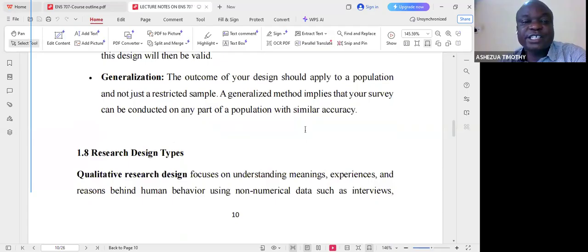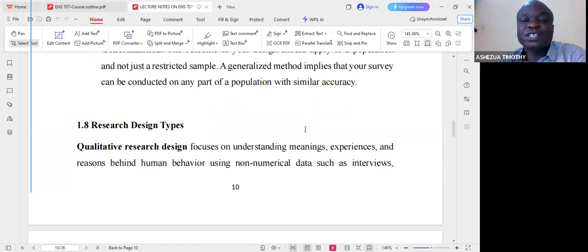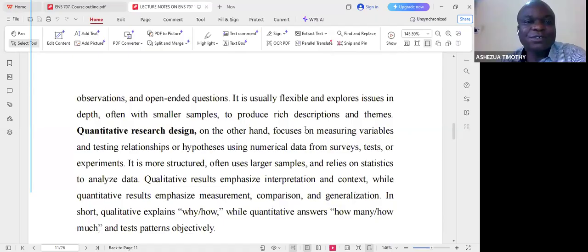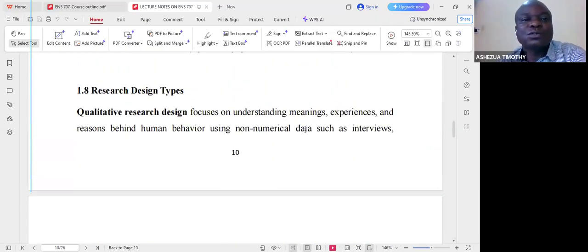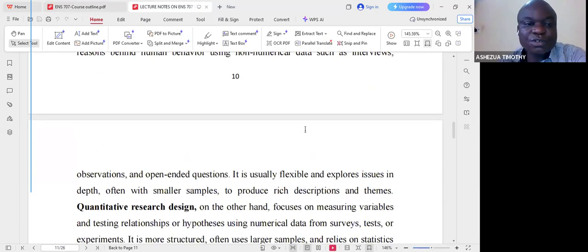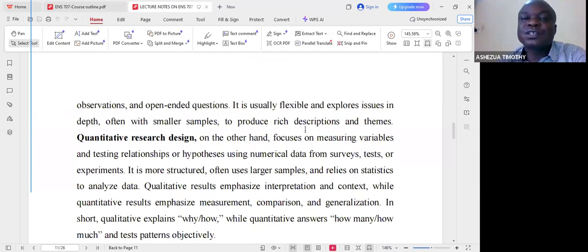So, research design types. We have qualitative research design and quantitative research design. Qualitative research design focuses on finding meanings, experiences, and reasons behind human behavior using non-numerical data, such as interviews, observation, and open-ended questions.